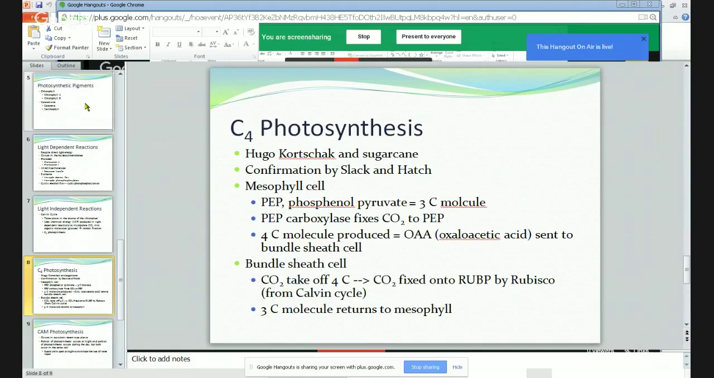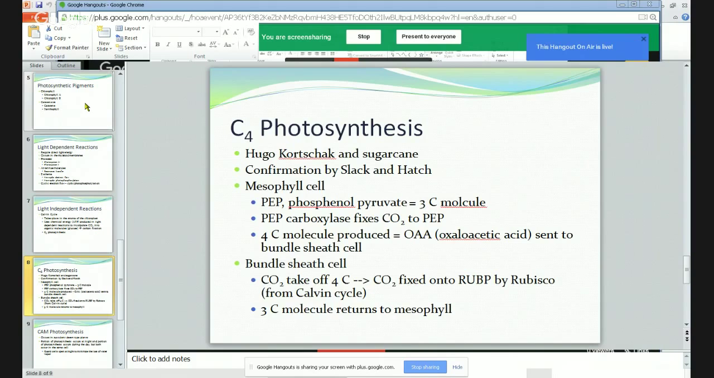But some examples of some C4 plants, some of your grasses, like your crabgrass, is going to be a C4 plant. Corn is a C4 plant. So there's a couple ones there. So they're able to kind of monitor their water and things, but not, like I said, as much as the CAM.